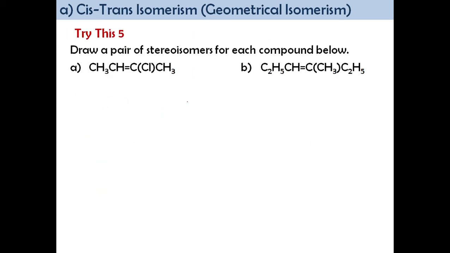Okay, so kita teruskan dengan try this 5. Okay, for this one, I want to show you how to draw the cis-trans isomer if we have the alkene. Tadi saya hanya tunjuk untuk apa? Untuk cyclic tau. Sekarang kita nak tengok kalau untuk alkene pula yang C double bond C. So, draw a pair of stereoisomer. So, ini bermaksud kalau nampak C double bond C, lepas tu a pair of stereoisomer, dia minta cis-trans.